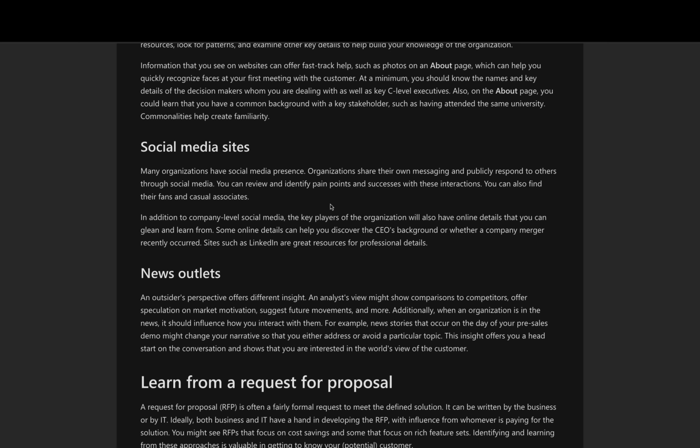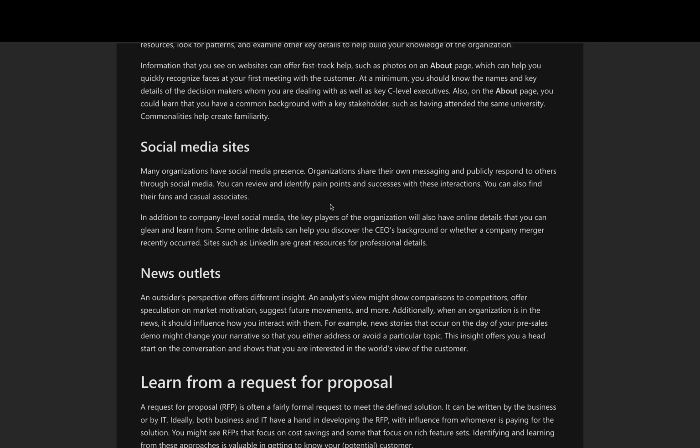Information that you see on websites can offer fast-track help, such as photos on an About page, which can help you quickly recognize faces at your first meeting with the customer. At a minimum, you should know the names and key details of the decision makers whom you are dealing with, as well as key C-level executives. Also, on the About page, you could learn that you have a common background with a key stakeholder, such as having attended the same university.